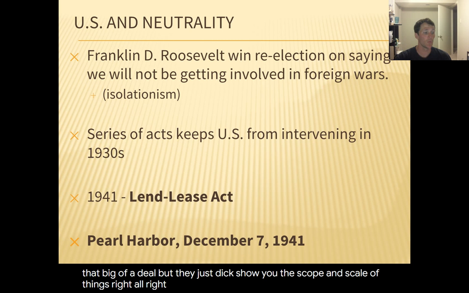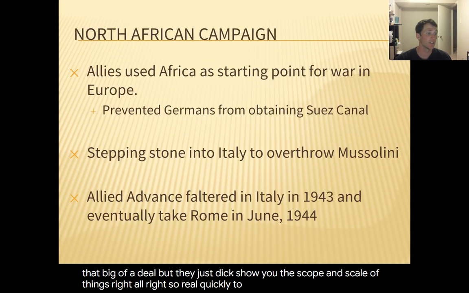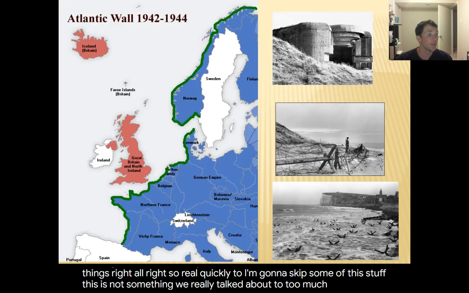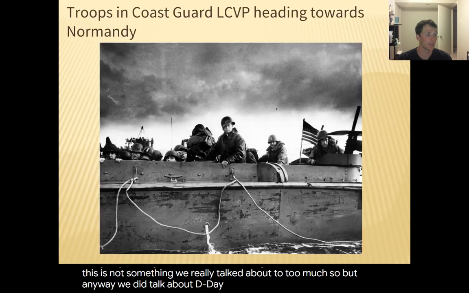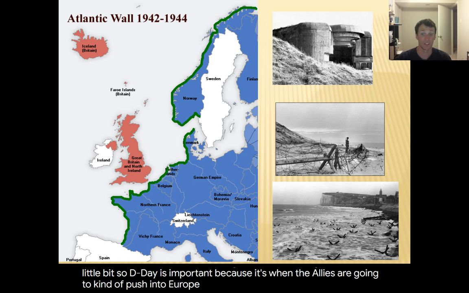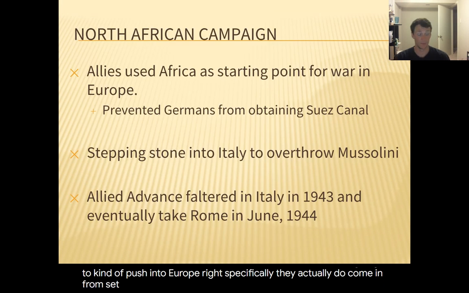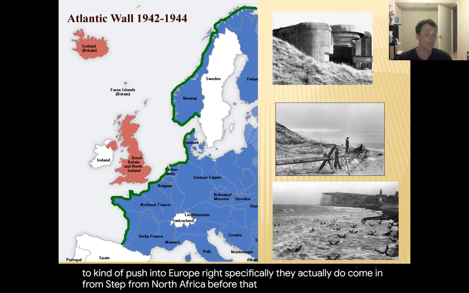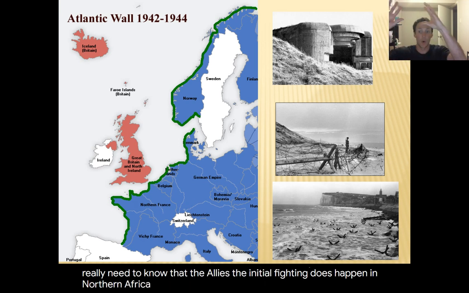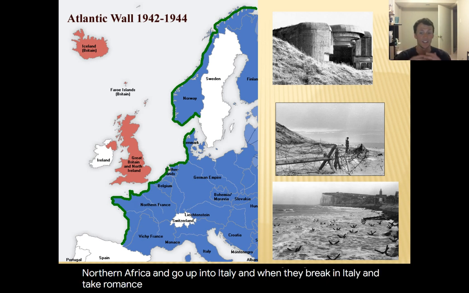All right, so real quickly, I'm going to skip some of this stuff. This is not something we really talked about too much. But anyway, we did talk about D-Day, right? So let's get into that a little bit. So D-Day is important because it's when the Allies are going to push into Europe, right, specifically. They actually do come in from North Africa before that. That's all you really need to know, that the initial Allied fighting does happen in Northern Africa and goes up into Italy. And when they break into Italy and take Rome, it's essentially the exact same time that D-Day is occurring.